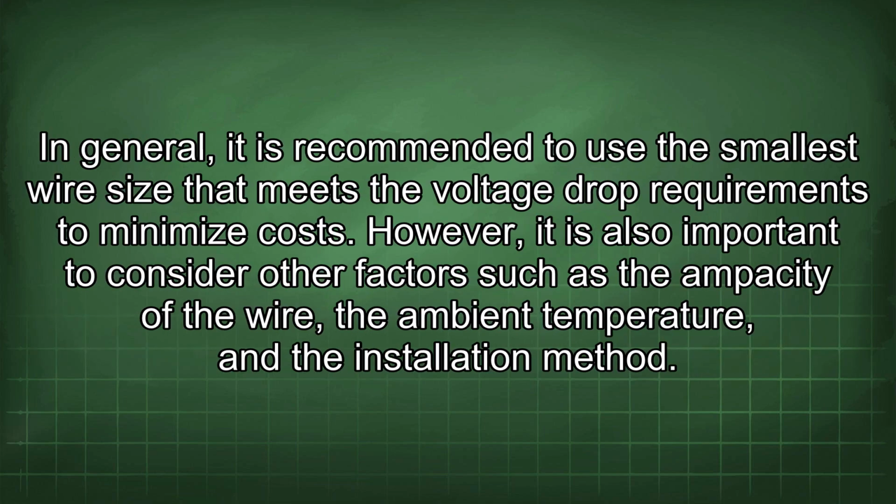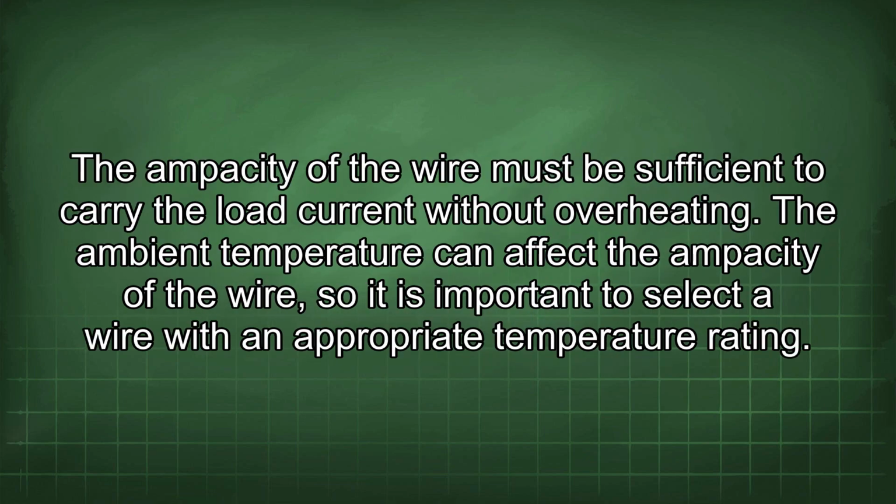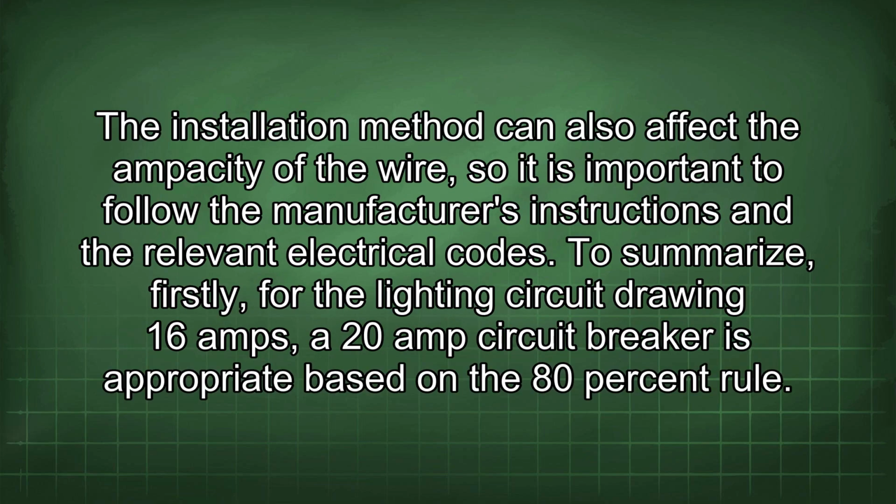In general, it is recommended to use the smallest wire size that meets the voltage drop requirements to minimize costs. However, it is also important to consider other factors such as the ampacity of the wire, the ambient temperature, and the installation method. The ampacity of the wire must be sufficient to carry the load current without overheating. The ambient temperature can affect the ampacity of the wire, so it is important to select a wire with an appropriate temperature rating. The installation method can also affect the ampacity of the wire, so it is important to follow the manufacturer's instructions and the relevant electrical codes.